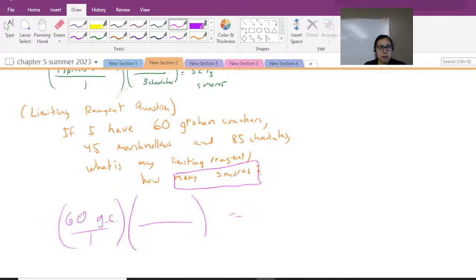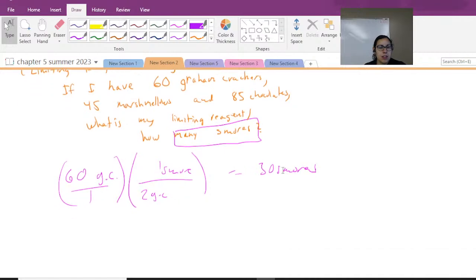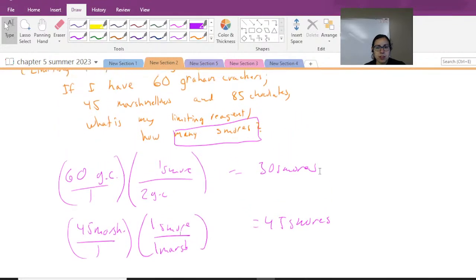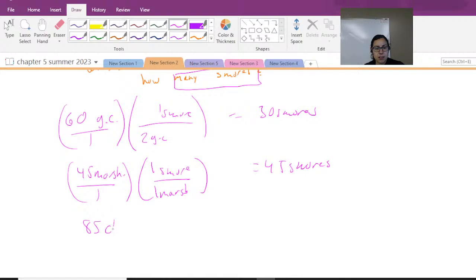So how many s'mores do we get from 60 graham crackers? 2 graham crackers gives us 1 s'more, so 30. And for 45 marshmallows, what do we get? 45 s'mores. I'll just write out the work, so that's a 1-to-1 ratio. And what was our last number? 85 chocolates. How many full s'mores does that give us? 28 s'mores.